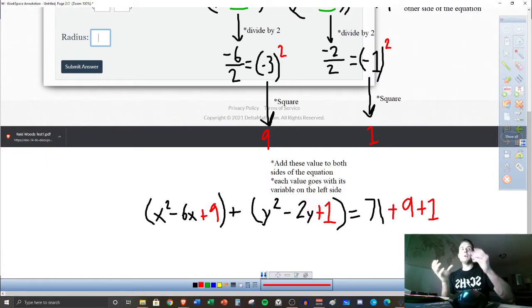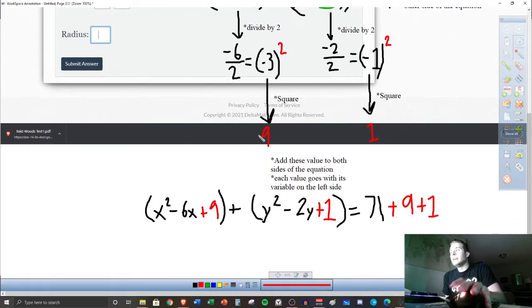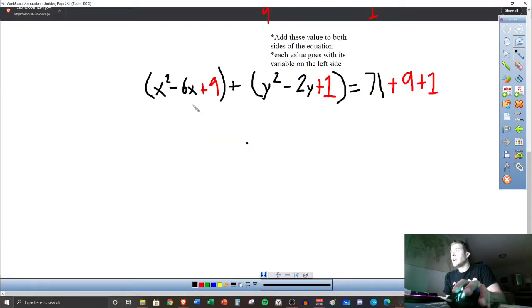So now all we've done is we've added 10 to both sides, okay? In sort of a fancy algebraic way. That's really what's happened. We've just added 10 to both sides through a special way. So now we're almost done. We are going to factor each one of these.